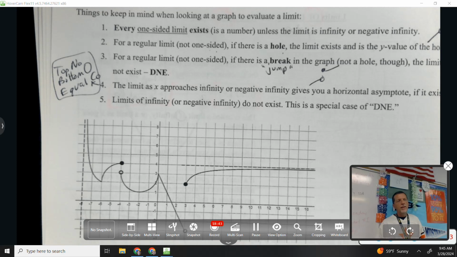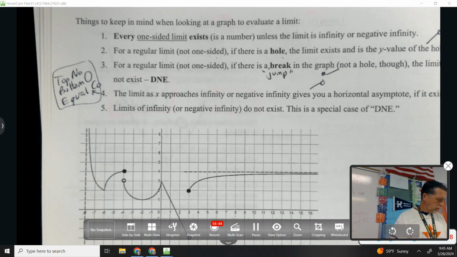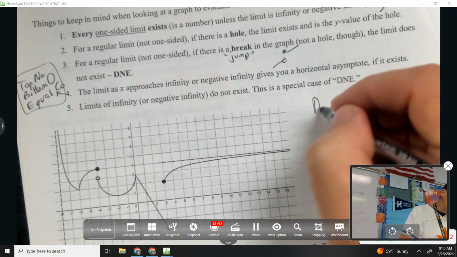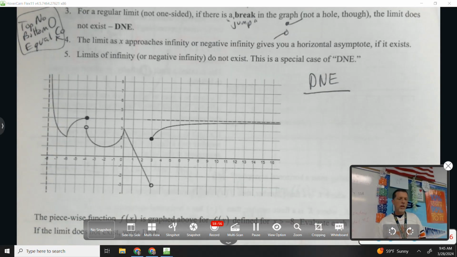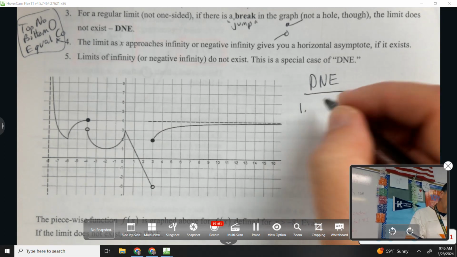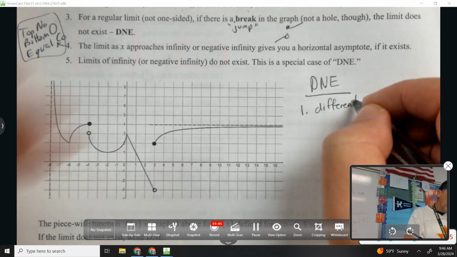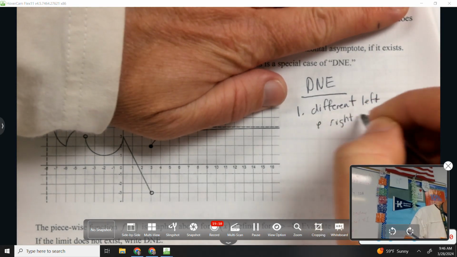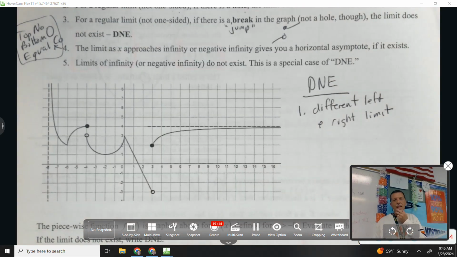And then if you get infinity, it's a special case of DNE. In fact, another way to phrase this is, here are the cases of DNE. Maybe we should do it this way. Start with DNE and when might that happen. The first way we saw was if there was a different left and right limit. Then that overall limit wouldn't exist.